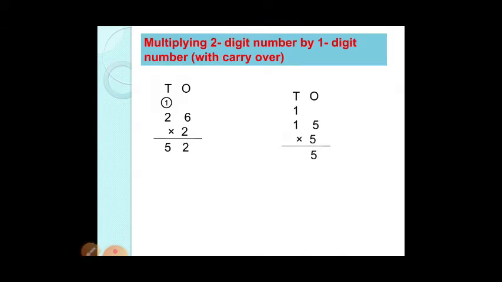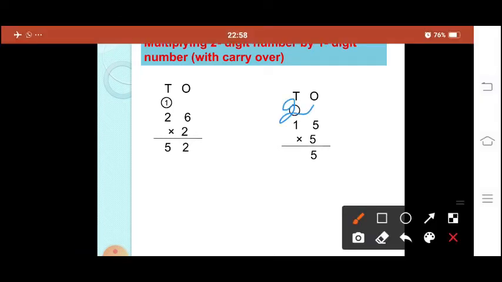15 multiplied by 5. 5 fives are 25, so here the carryover will be 2. 5 fives are 25. Then 5 ones are 5 plus 2, 7. So it will be 75.